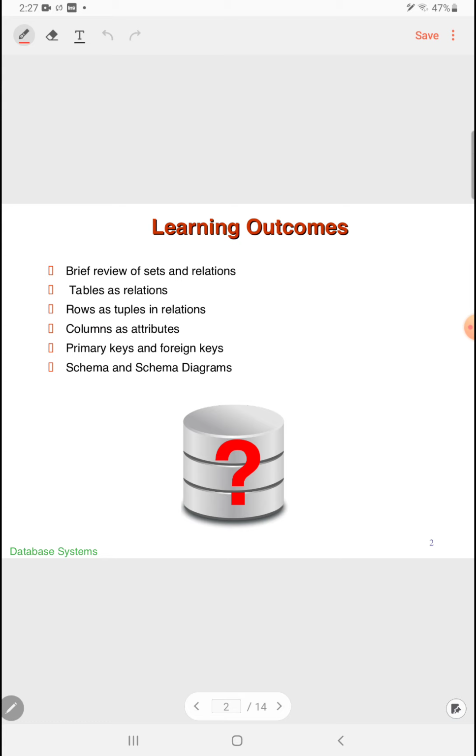This lecture will describe a brief review of sets and relations. Elsewhere, I will provide some supplemental material on sets and relations, although you should really have learned that material prior to this course, and any review of that should be simply review and not new learning. We will also discuss tables as relations, rows as tuples within a relation, columns as attributes, and the concepts of primary key and foreign key, and finally what schema and schema diagrams are.